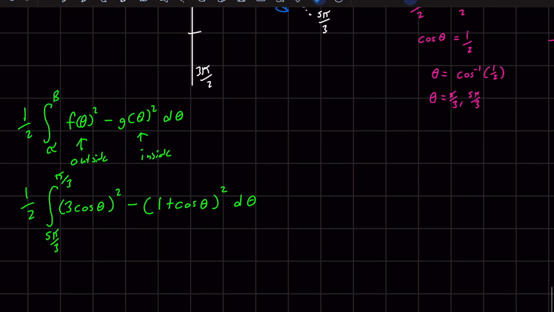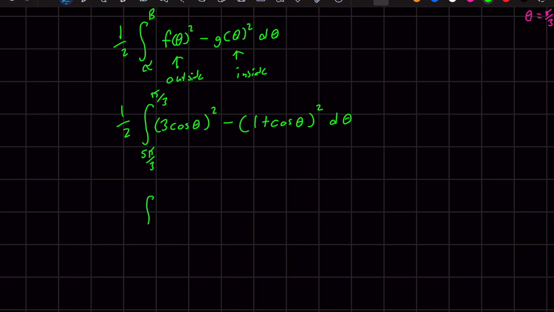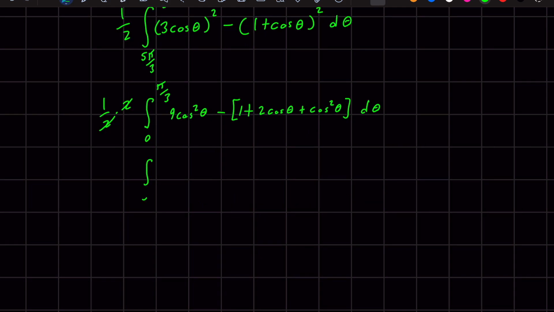Okay, so I'm going to change that angle, and get rid of that 5 pi over 3. I'll do 0 to pi over 3. Multiply that 1/2 by 2. This gets rid of it. And we're going to now distribute that. And now we square everything. We get 9 cosine squared theta minus, and then we get 1 plus 2 cosine theta plus cosine squared theta d theta. And now it's just a matter of working out this integral, which is 9 cosine squared theta minus 1 minus 2 cosine theta minus cosine squared theta d theta.